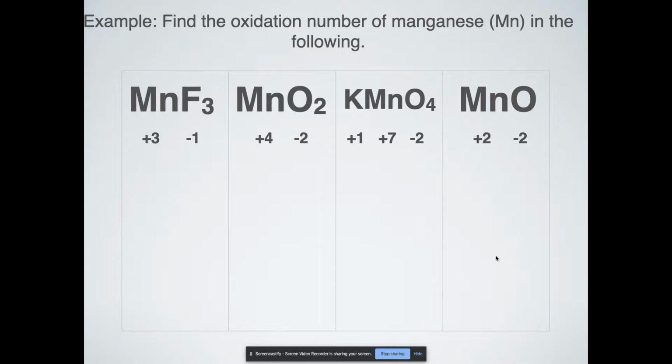But that's how you use oxidation numbers and the oxidation number rules. All right? So if you have any questions, please let me know.